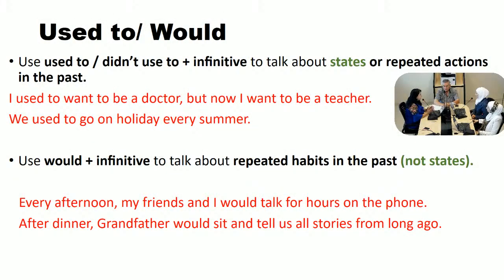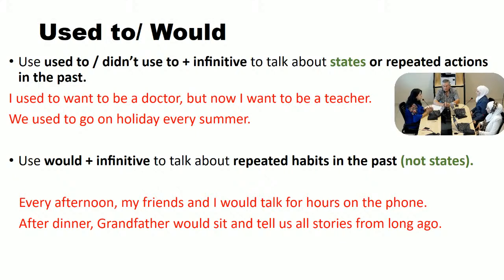Now, the difference between "used to" and "would": both of them talk about repeated actions or habits in the past, but not anymore. The habit stopped. They were repeated in the past, but not anymore. So the difference is that we use "used to" and "didn't use to" with the infinitive, both with active and state verbs. "Used to" can be used with all kinds of verbs in the past. I used to want to be a doctor, but now I want to be a teacher. We used to go on holiday every summer. So "go" is an active verb and "want" is a state verb. We can use "used to" with all verbs.